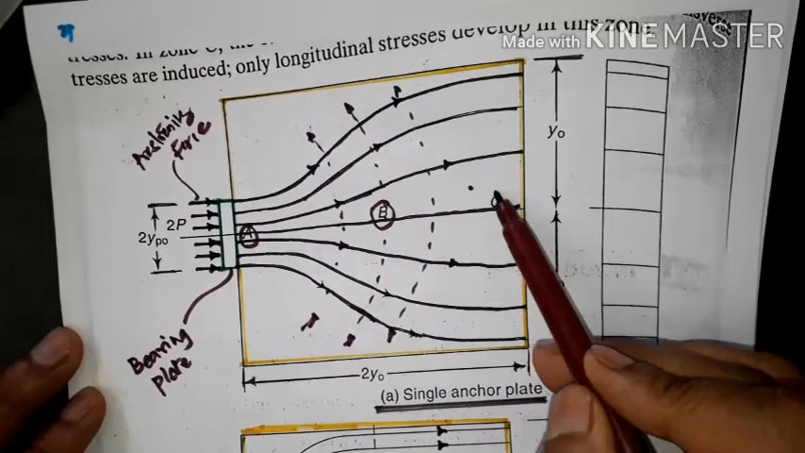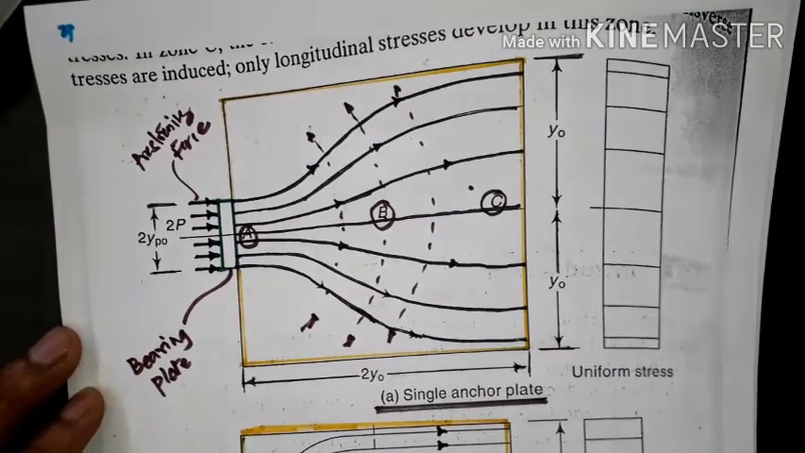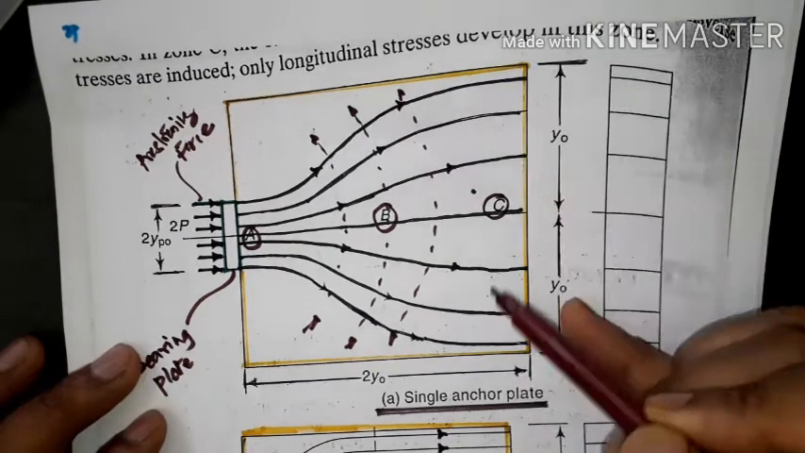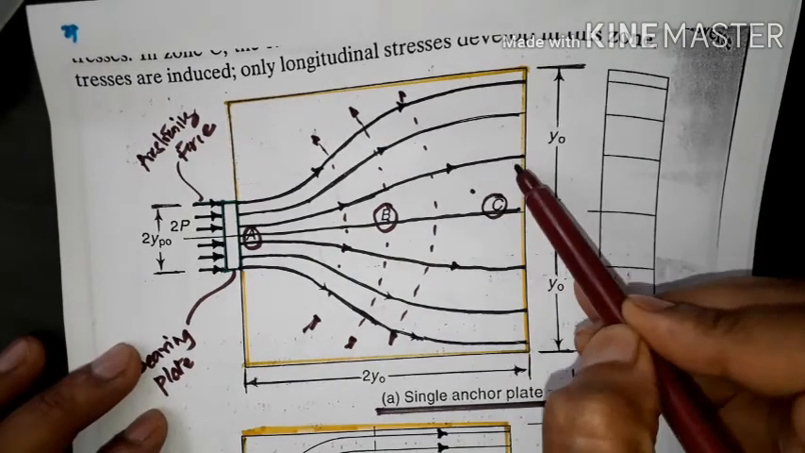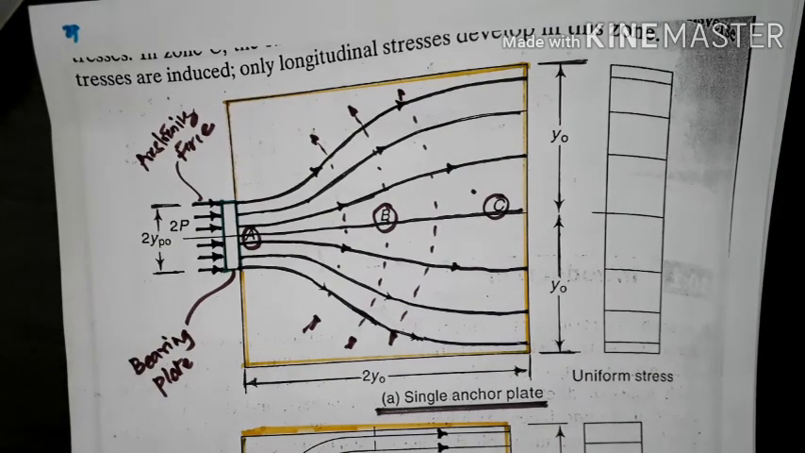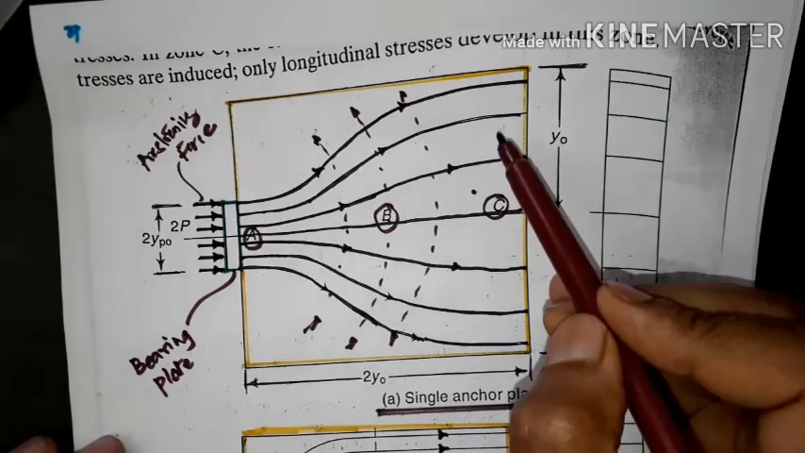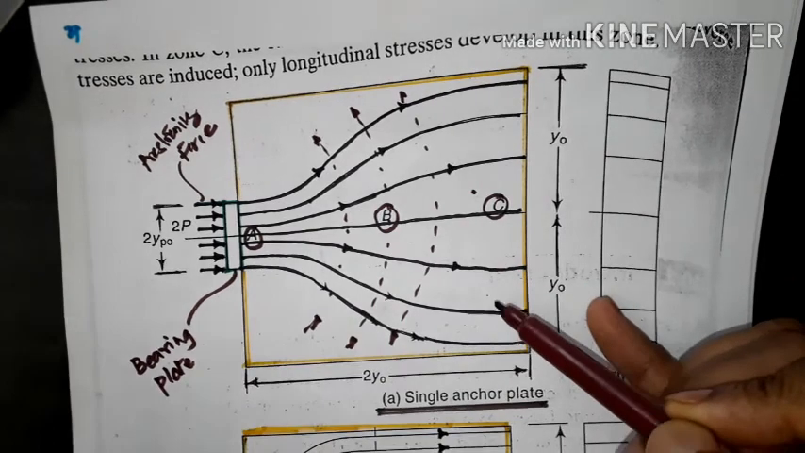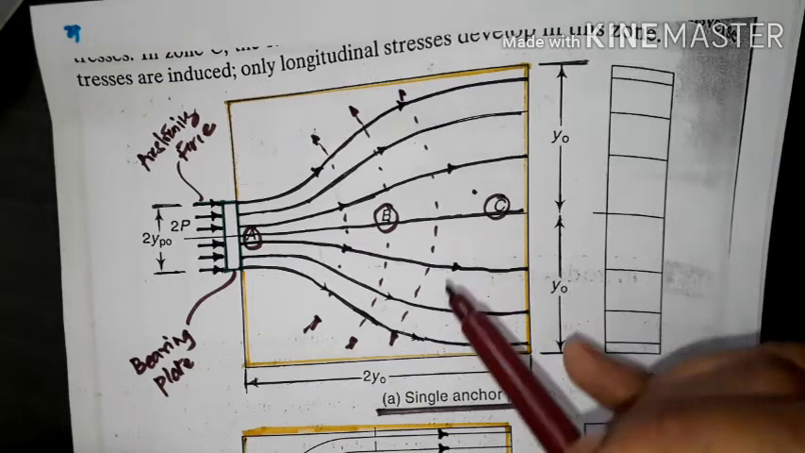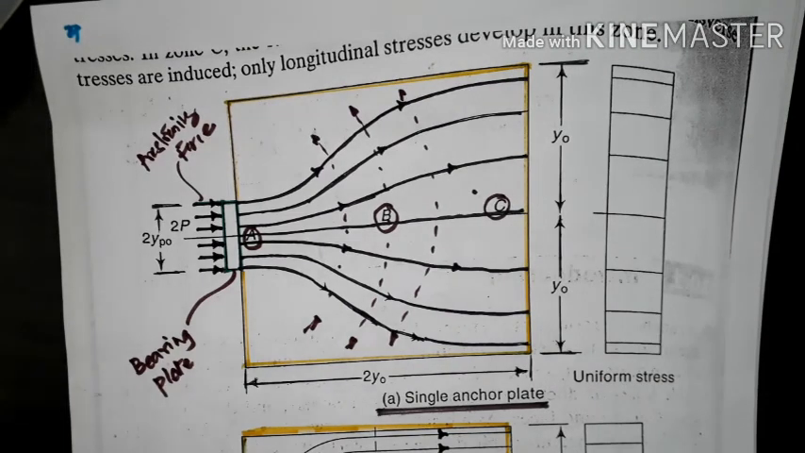Next in zone C, what is happening in zone C? In zone C, the forces are straight. अभी यहाँ पे देखोगे all forces are straight and parallel. If you see the gap, it is like parallel. The forces are traveling parallel, so that no transverse stresses are induced.